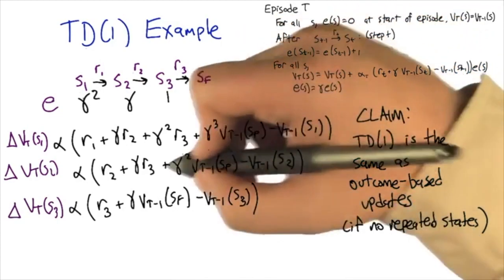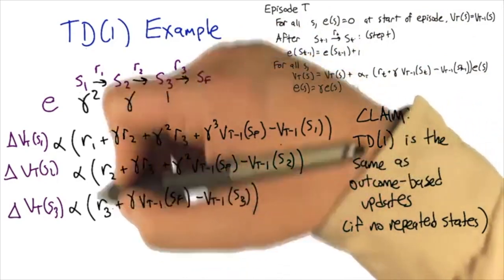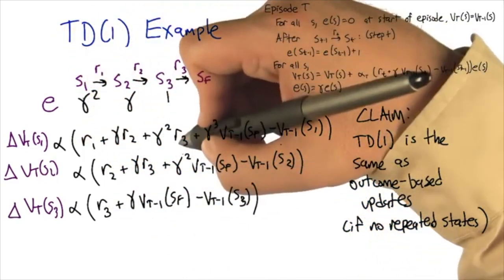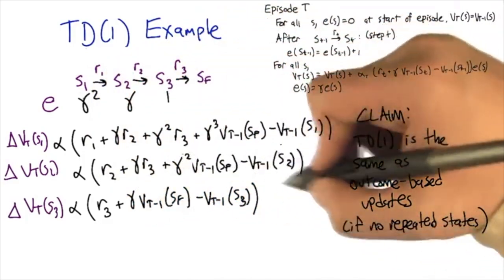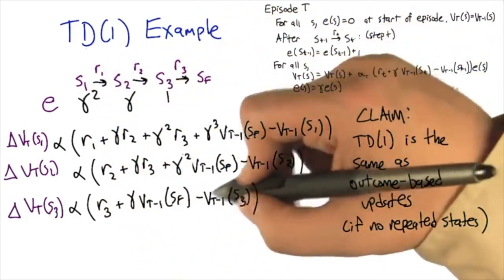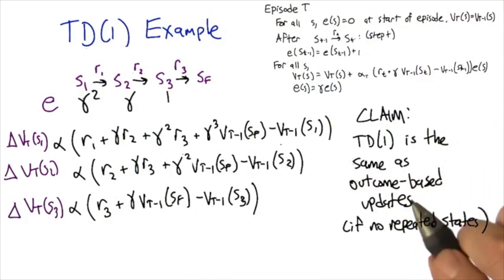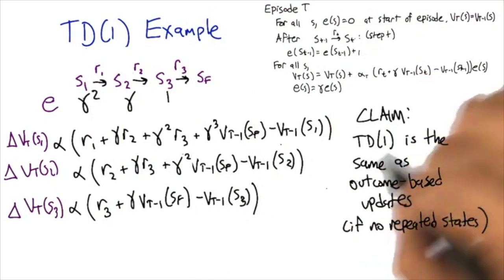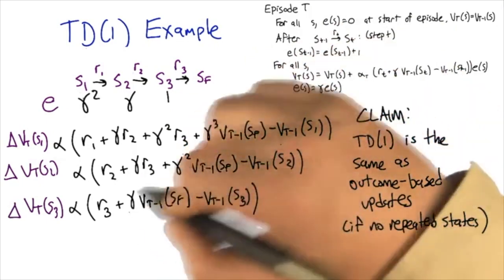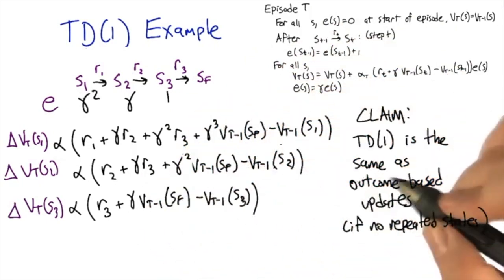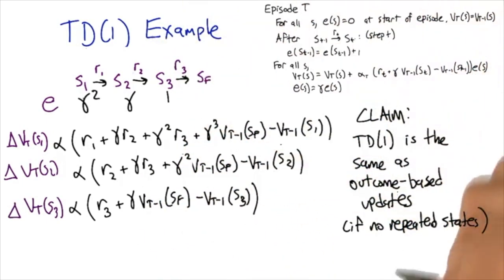So this kind of goes away, and this kind of goes away, and this kind of goes away. And we're really just talking about the discounted sum of rewards minus the old prediction. So at least in the case where there's no repeated states, so we visit a state more than once along a trajectory, everything beautifully cancels, and what you get is exactly the same update. The TD1 update is exactly the same update as just waiting for the outcomes and updating based on that.